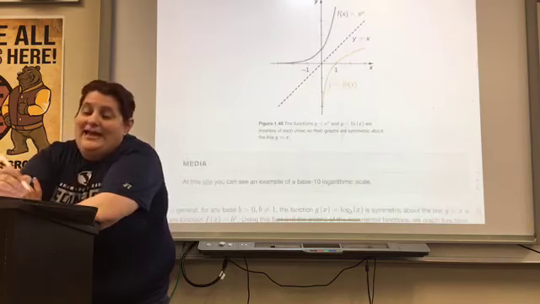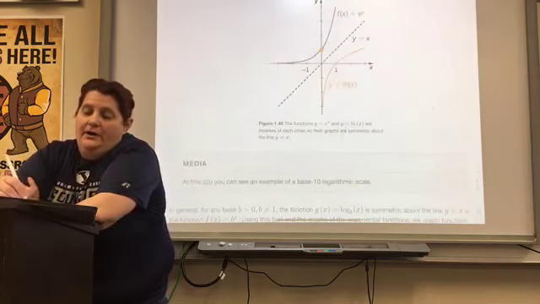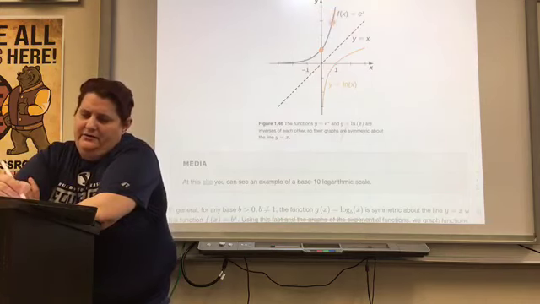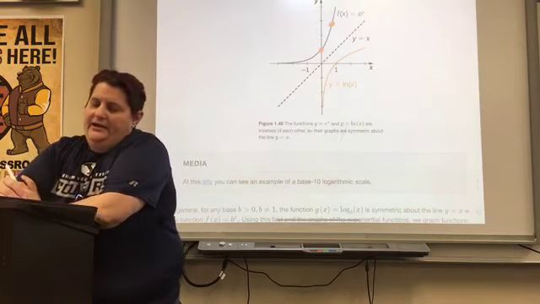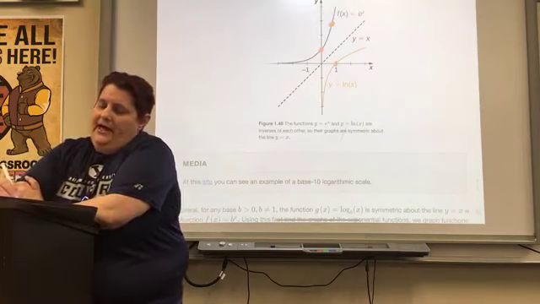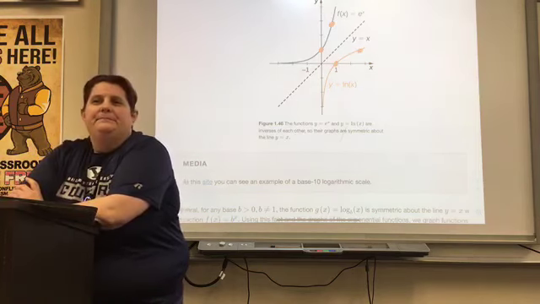Okay, so e to the x, I want you all to know how to graph that. It goes through 0, 1, and 1, e. That's too high. It's like 2 points. And then ln goes through 1, 0, and I think e, 1.